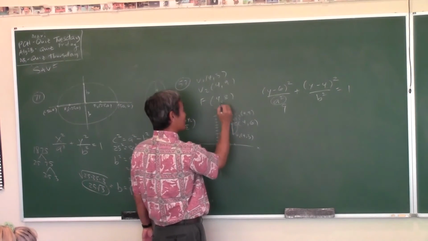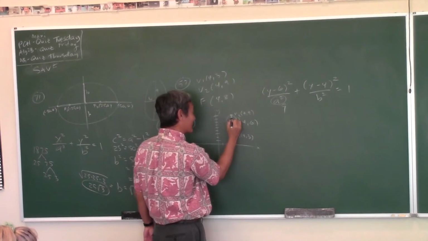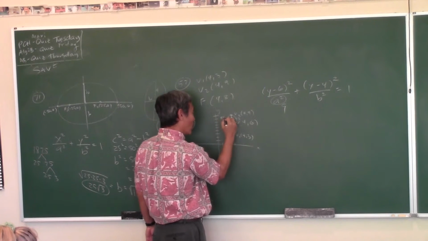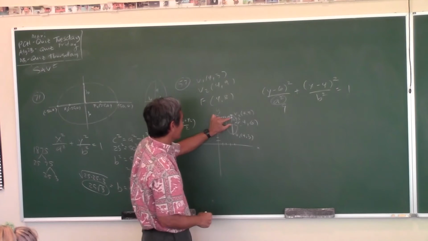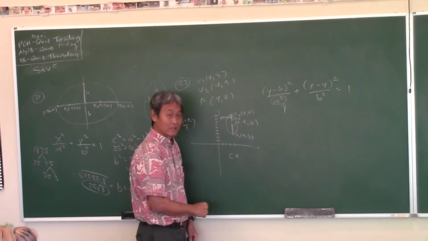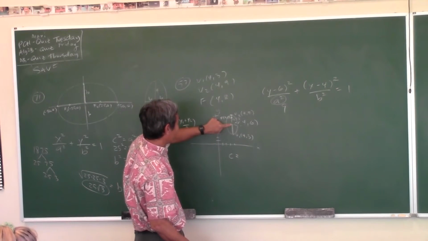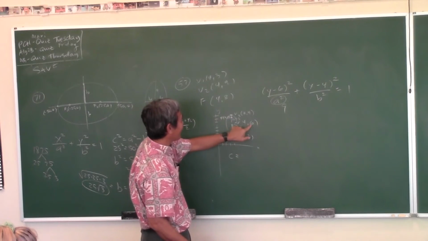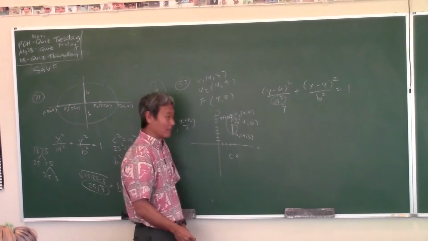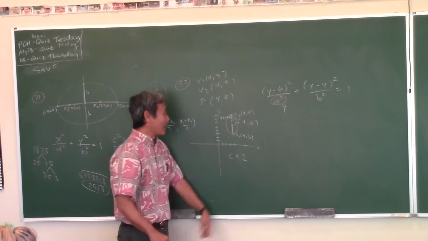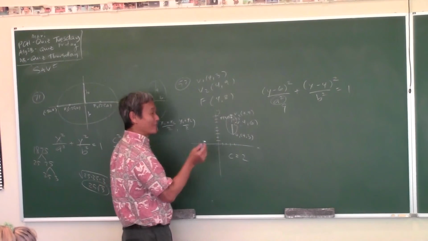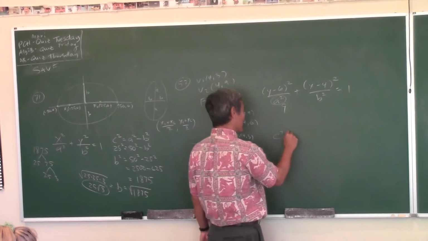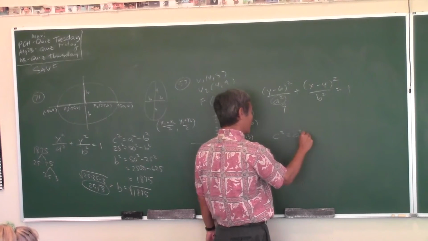So they tell you that one focus is at (4, 8). It's up here. What is the distance from the center to the focus? Isn't that what c is? So how far is it from (4, 6) to (4, 8)? Basically, how far is it from 6 to 8? 2. Now, if you know what a and c are, how do you figure out b? What's the equation that you have to know? c squared equals a squared minus b squared.